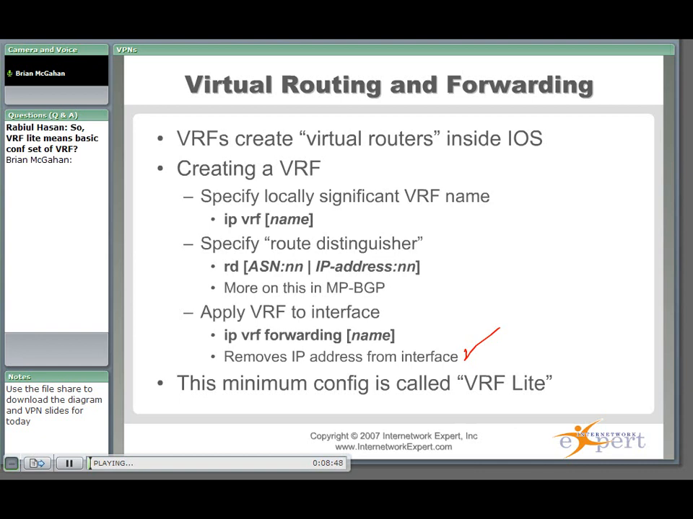Okay, there's a question here. So VRF Lite basically means a configuration set of a VRF. We'll take a look at the difference. When BGP is involved and when MPLS is involved, it's no longer called VRF Lite. When we have just the VRF with just a route distinguisher and we have it applied to the interface, just these three steps, that is called VRF Lite.